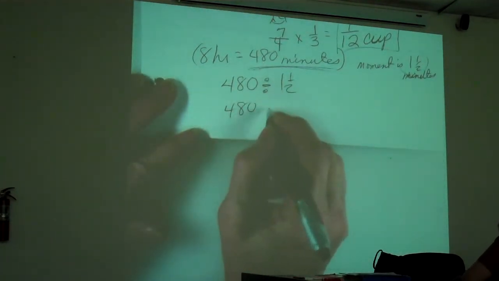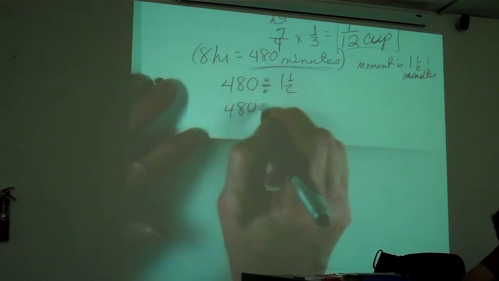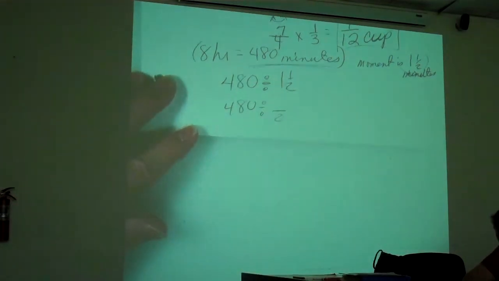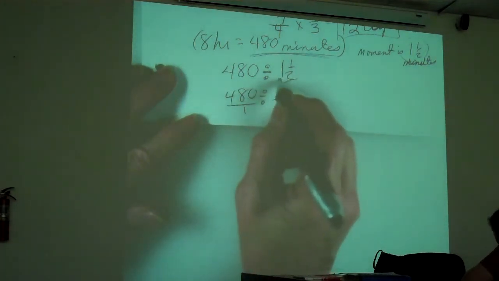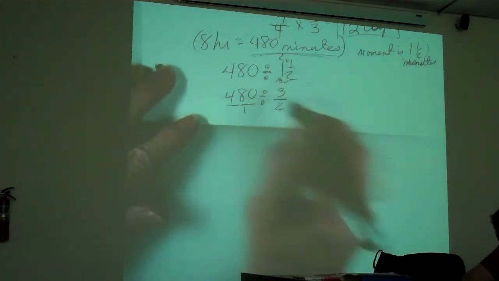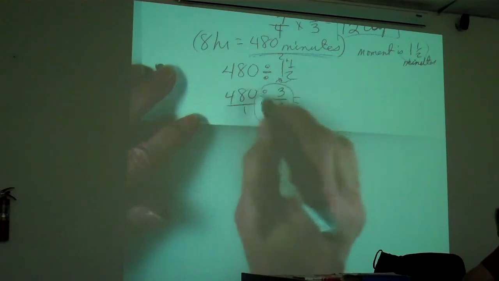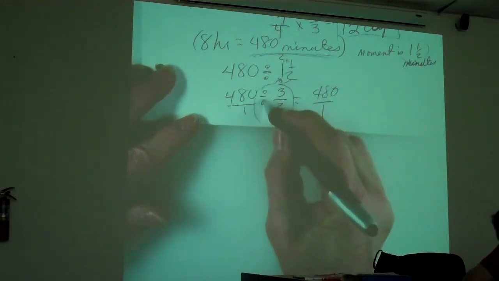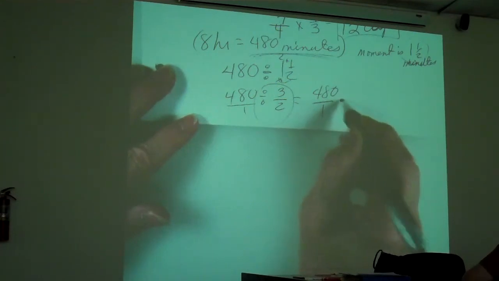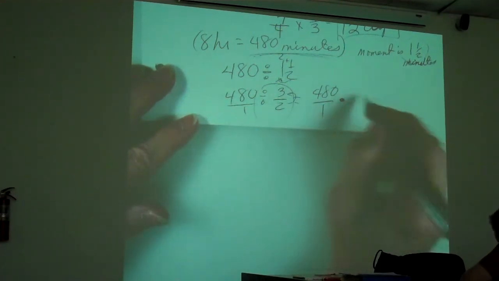480. And then you're going to have to leave this divided so you get it switched over to an improper fraction. 2 times 1 is 2, plus 1 is 3. Then you're going to change this part of it. Leave the 480 over 1. Change this to multiply and flip this one over. So 2 is on top.